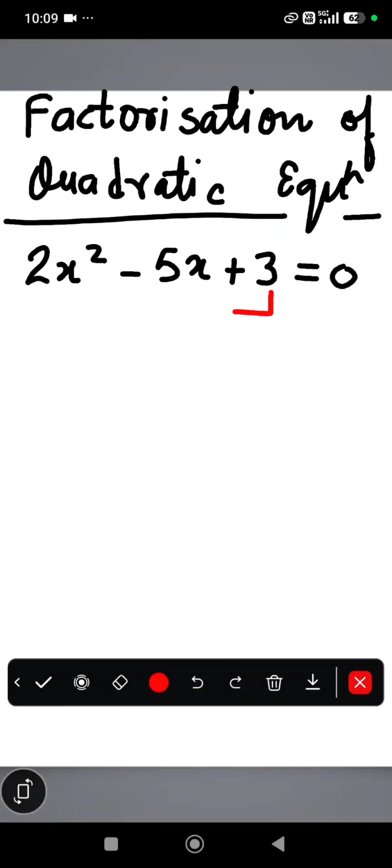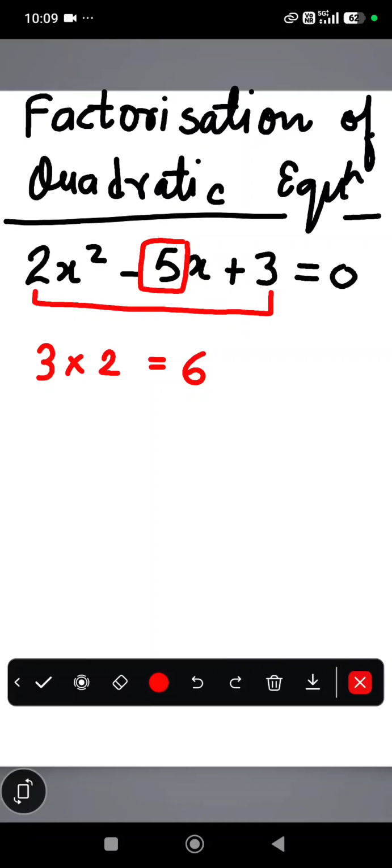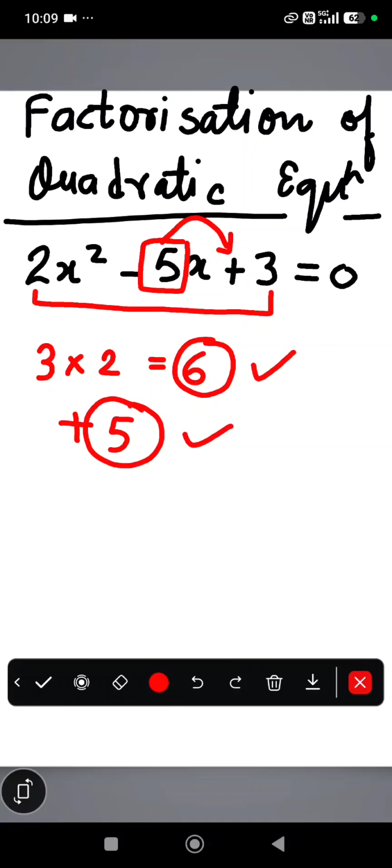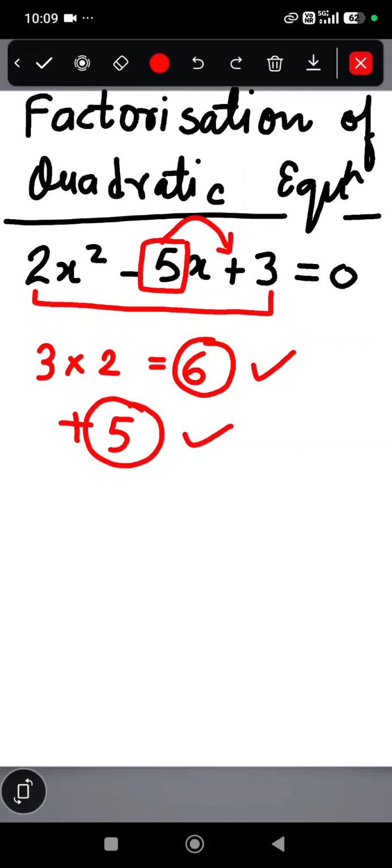Outer terms: 3 twos are 6. So the product should be 6 and the middle term should be 5. Choose any two numbers whose multiplication will be 6 and their addition will be 5. Minus 6 plus 1, right? No, we have to add, so you will get 5.